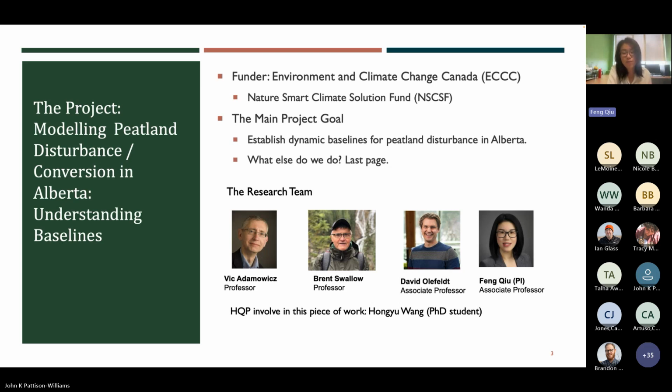This specific work is part of the project Modeling Peatland Disturbance and Conversion in Alberta: Understanding Baselines, funded by Environment and Climate Change Canada, ECCC, through the Nature Smart Climate Solutions Fund. The key project goal is to establish dynamic baselines for peatland disturbances and loss here in Alberta. We also try to have a good understanding of the current state of peatlands here and identify and assess the key sources of disturbances, focusing on human-induced activities like energy development and agricultural expansion.